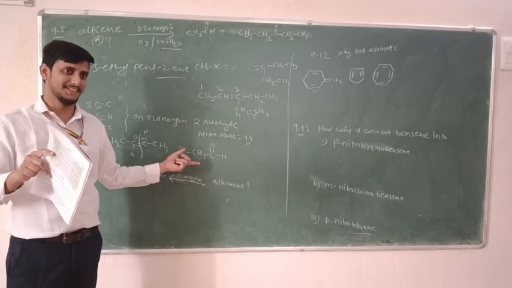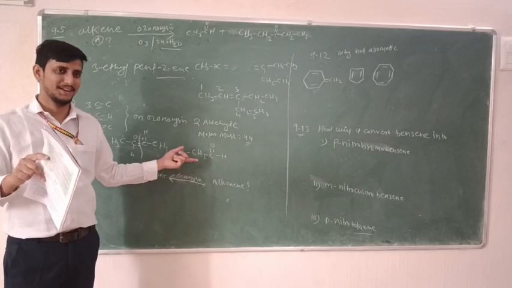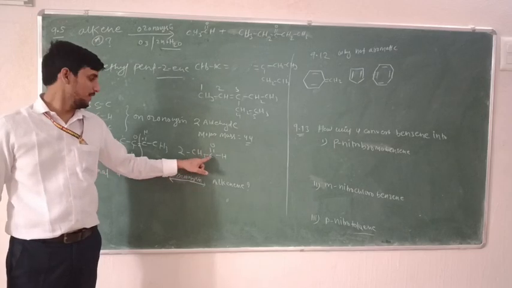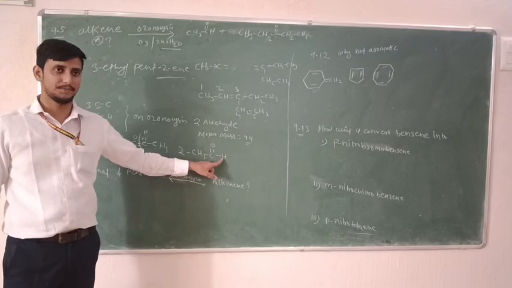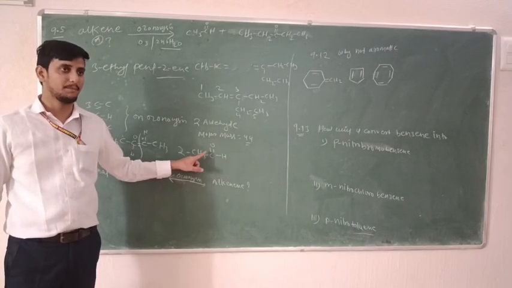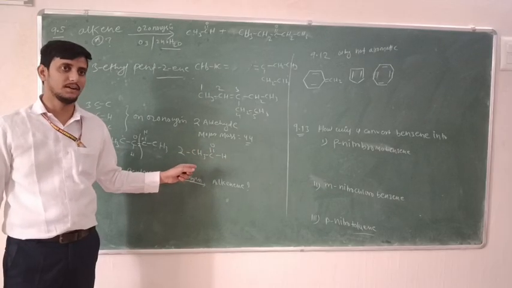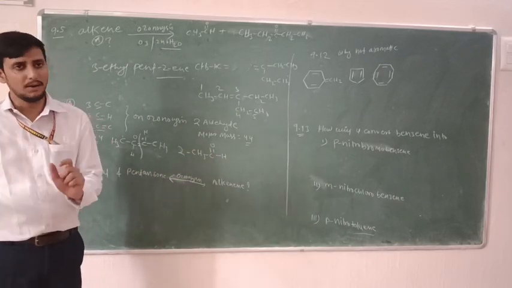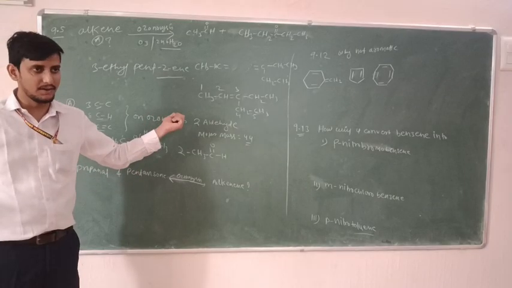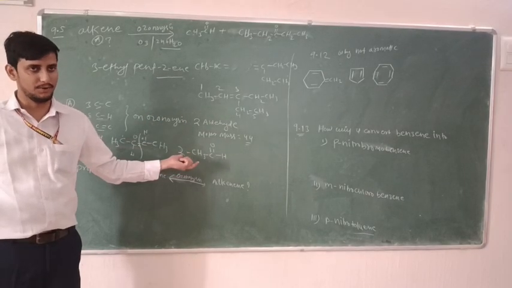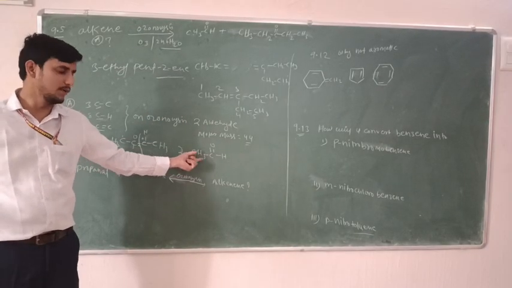You forgot, Nitila, right? 12, 24 plus 4, 28 plus 16, 44. So the correct data we get as given is 44 unit, 44 mass.